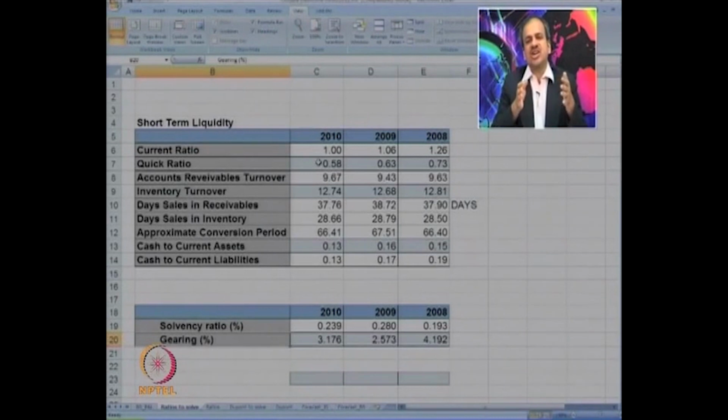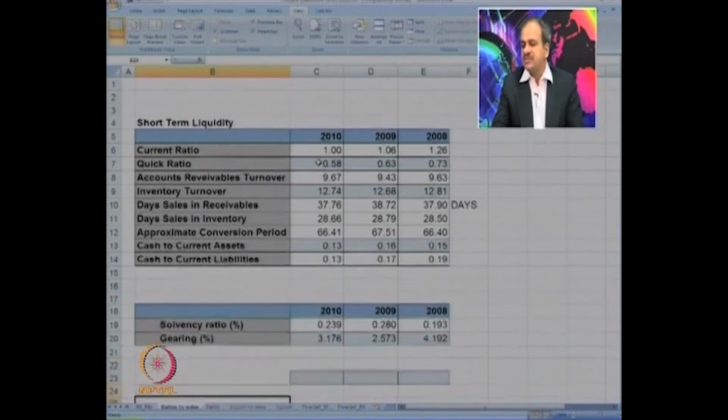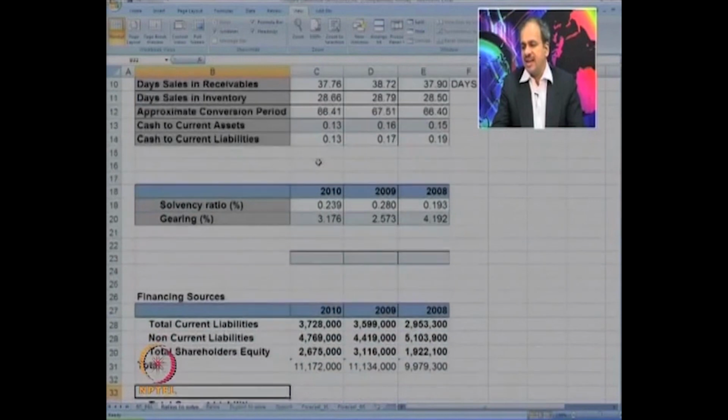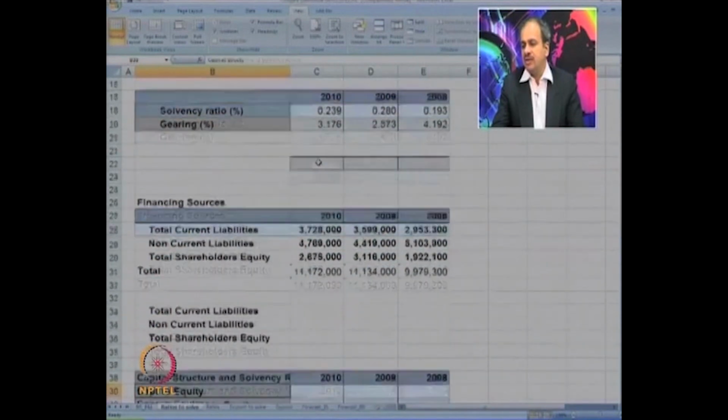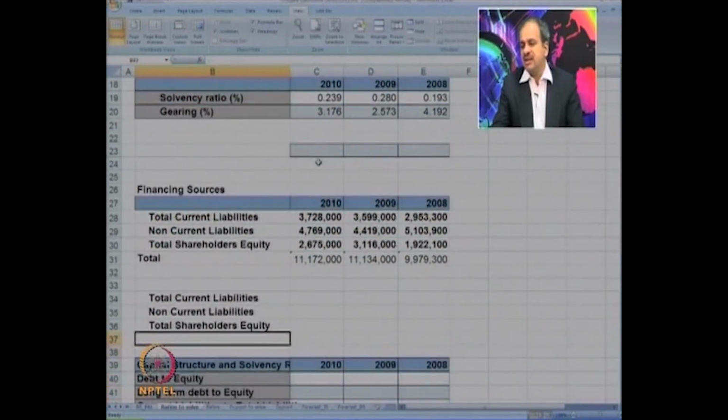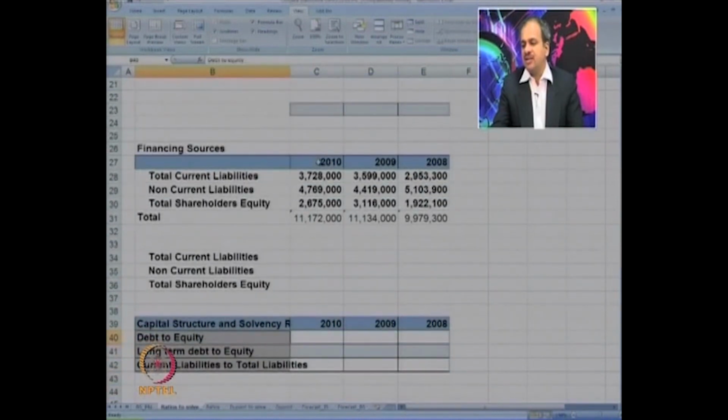In capital structure ratios, we try to find the relationship between equity and debt. So, how is the company financed? What is the percentage of debt? What is the percentage of equity? That we were trying to find. Now, going on similar lines, we will try to do some more ratios. Here you can see this is the financing pattern of the company. Let us try to find the capital structure and solvency ratios.